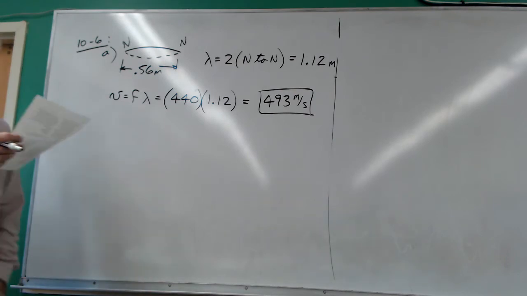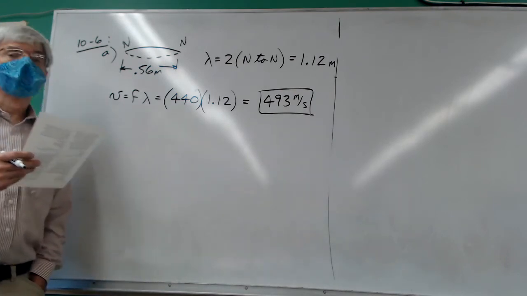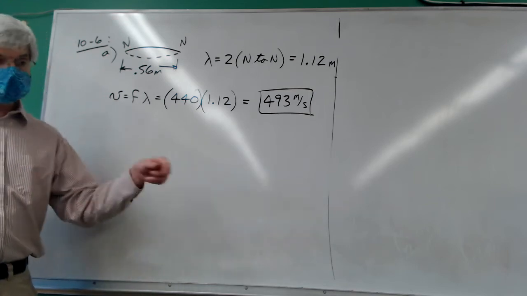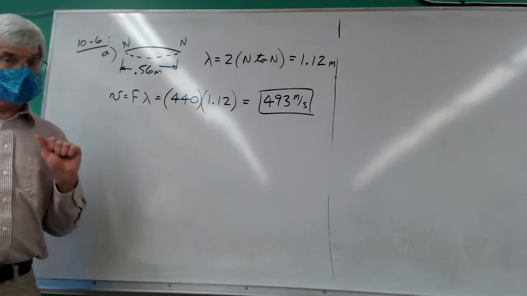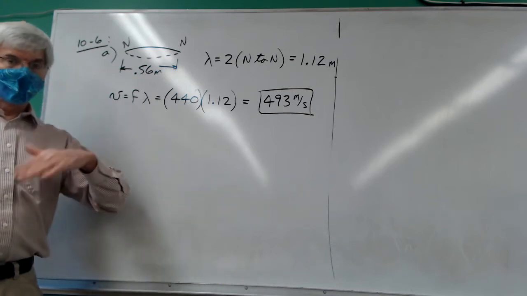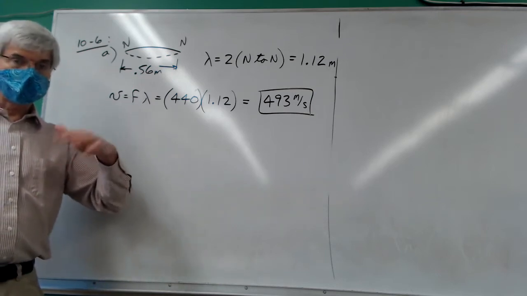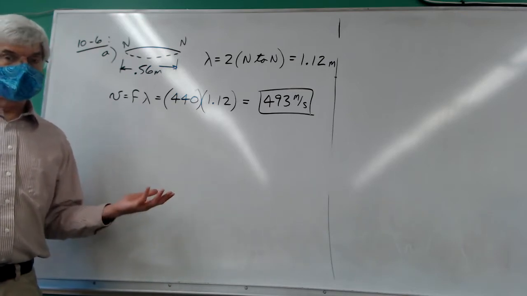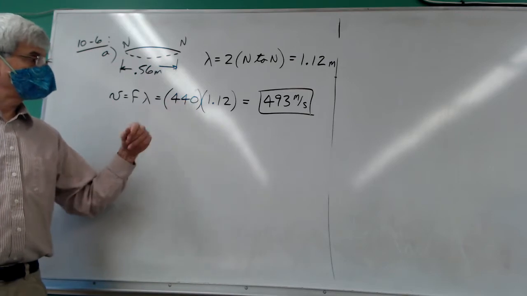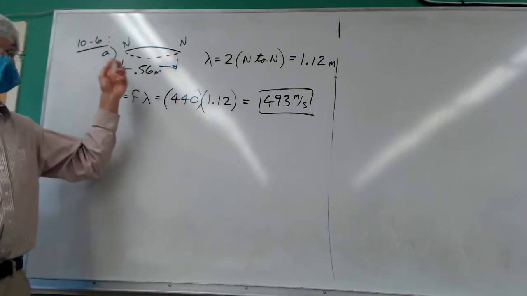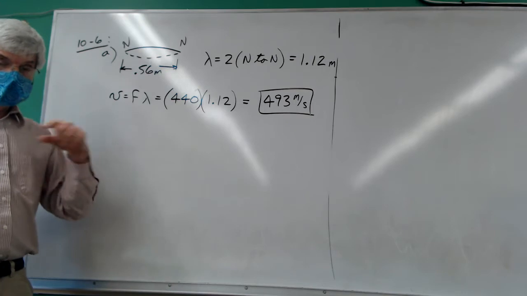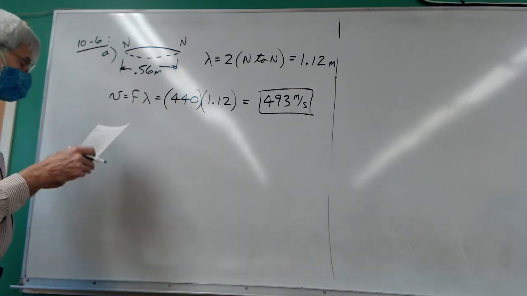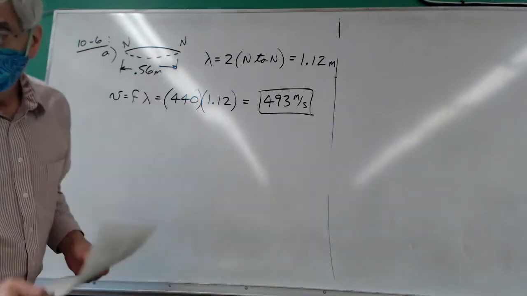But remember, we're not talking about sound waves here. This is the speed of transverse waves moving back and forth on the string, okay? As the string vibrates back and forth, it makes the surrounding air vibrate and creates a sound wave with the same frequency. But what we're talking about here is the waves moving along the string, not sound waves. And they move at 493 meters per second.